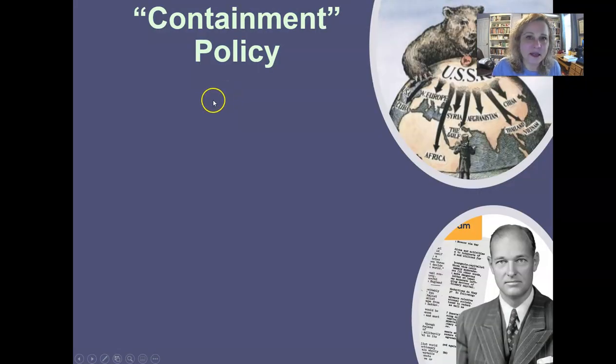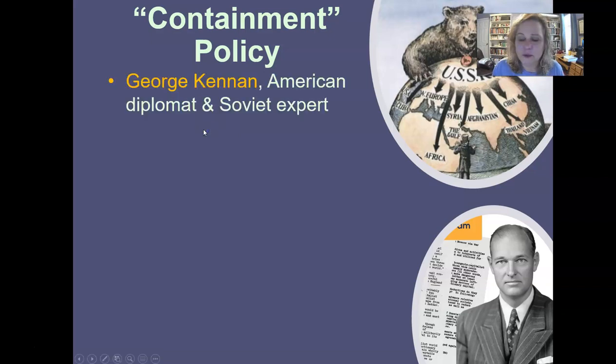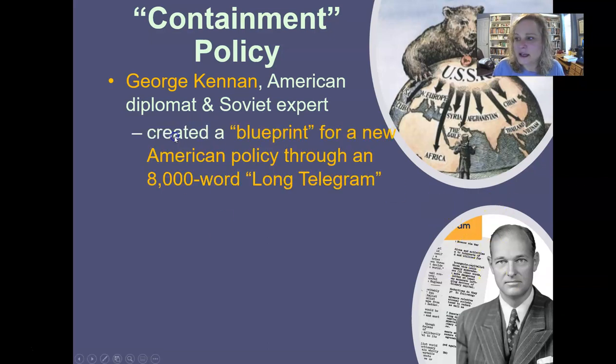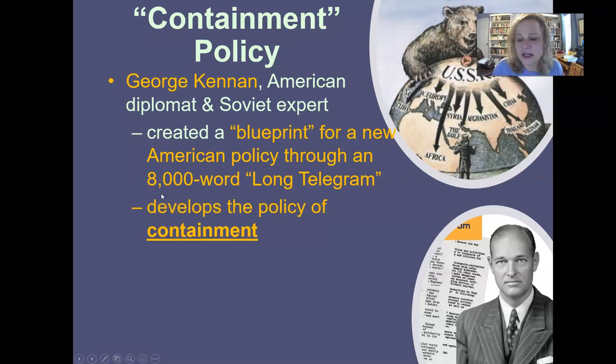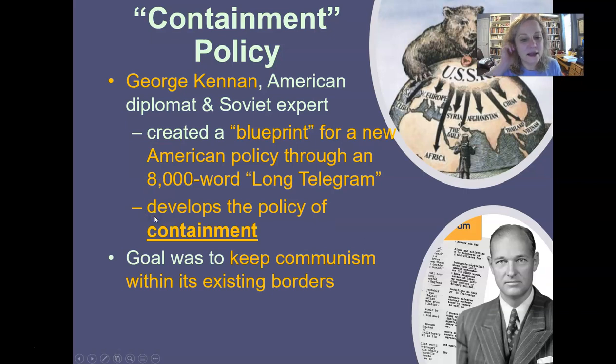The United States begins a policy, and this is important, called containment. Okay, there was actually a Soviet expert, his name was George Kennan, and that's this guy here in the bottom right. And he had an idea of how America should approach this. He created what we consider a blueprint for this new policy called the long telegram. They call it long because it was 8,000 words long. That's ridiculously long, right? It develops a policy of containment.